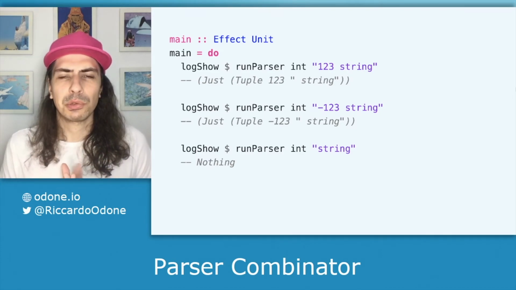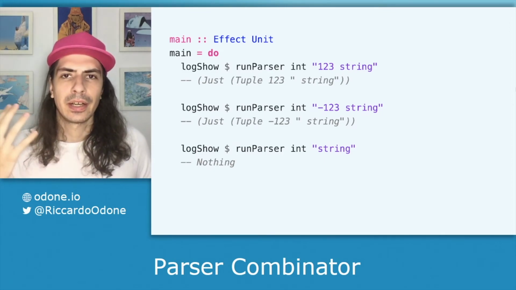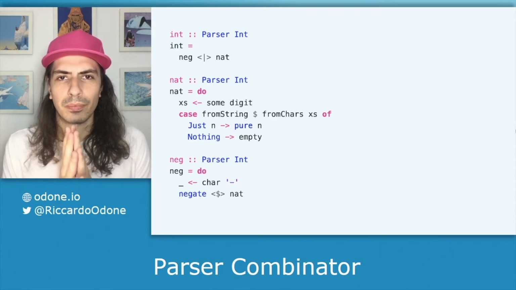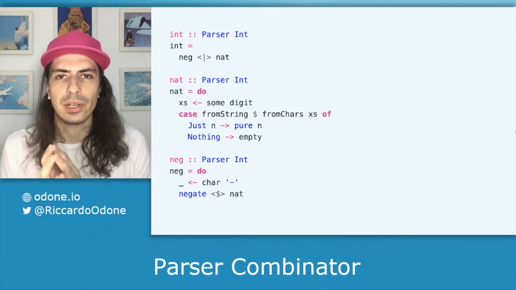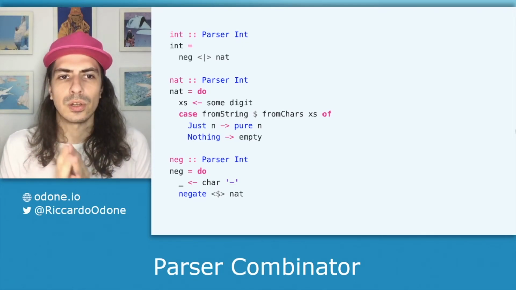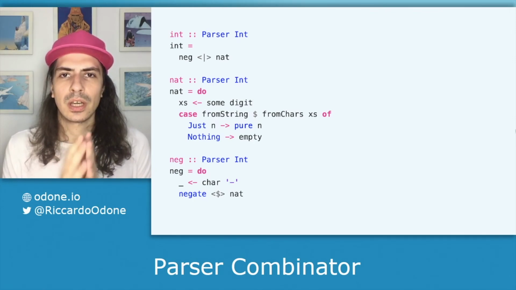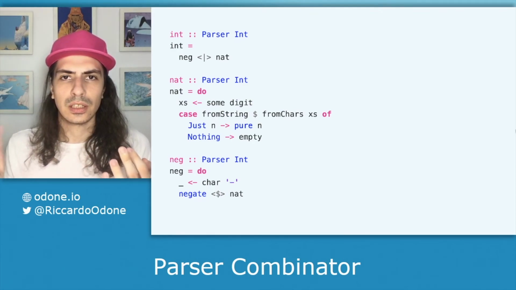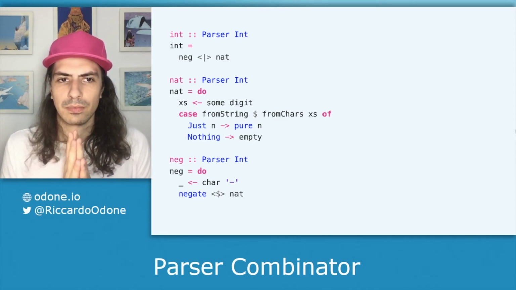And to wrap up, let's try to define an int parser that is capable of parsing either a positive integer or a negative integer. Here it is. So int tries to parse a negative integer first. If it fails, it tries to parse a positive integer. So nat, which is parsing the positive integer, works as follows. It first tries to parse some digits, which means it's a list of characters where each element is a digit, and it must have at least one element in the list.